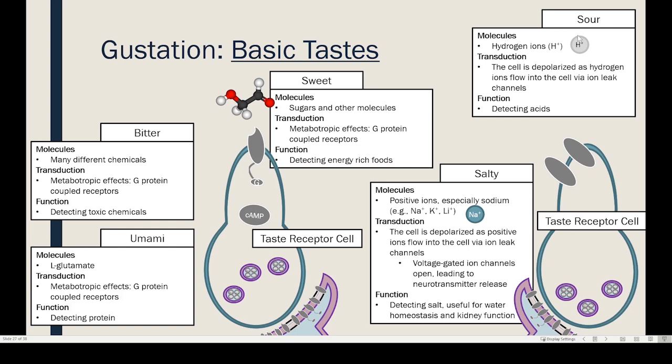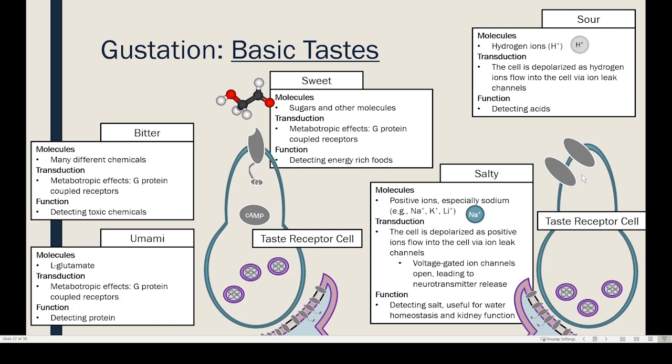And for sour, the ions that are associated with it are hydrogen ions. So just a single hydrogen plus here, also called protons sometimes. But basically, if there are a lot of hydrogen ions around, that's how you define if something is acidic or not, is the number of those protons, free protons. So if there are a bunch of those around, they'll float into the cell here. And remember, they're positively charged.